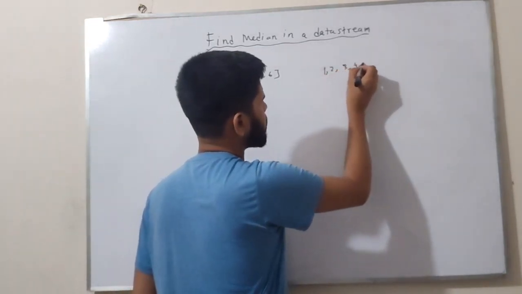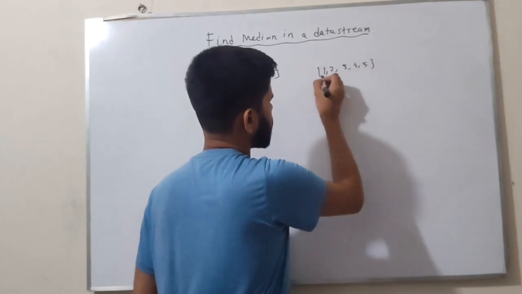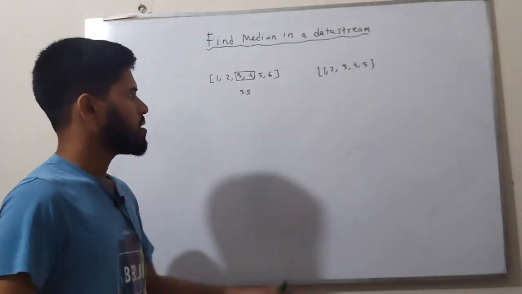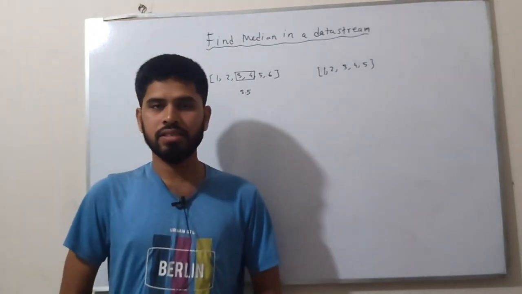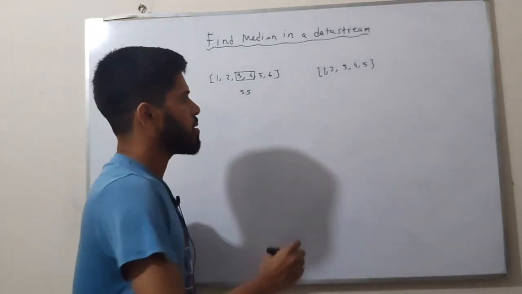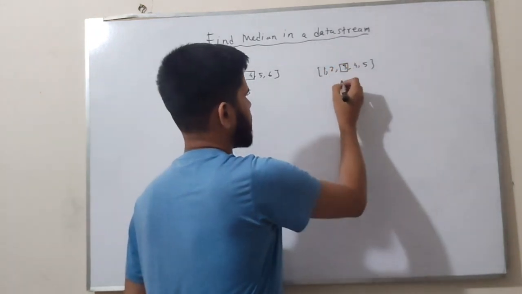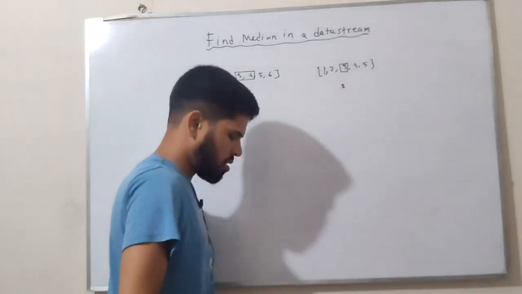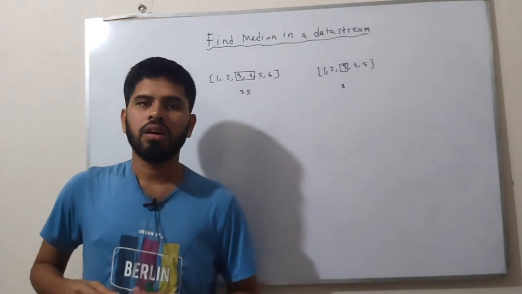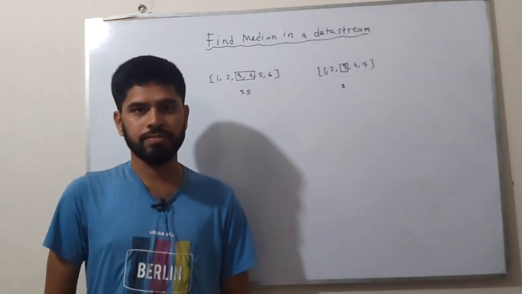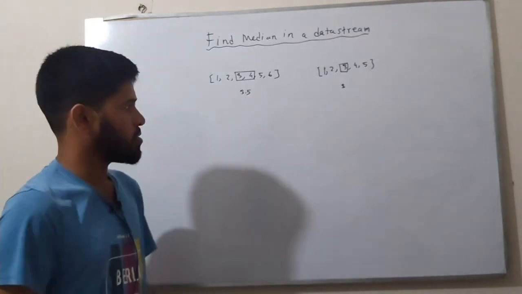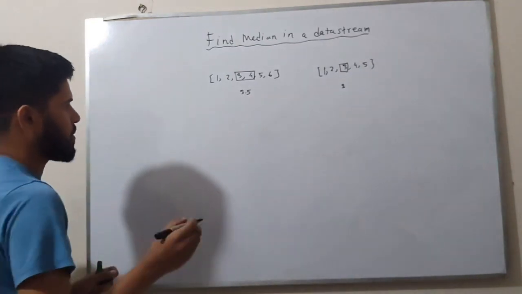What is the median of this stream? 1, 2, 3, 4, 5. Can you tell me the median? Since the length of this flow of integers is an odd number, median is the middle number. So this is the median. Alright, so I hope you have understood how to find the median. Now let's talk about how to solve this problem.